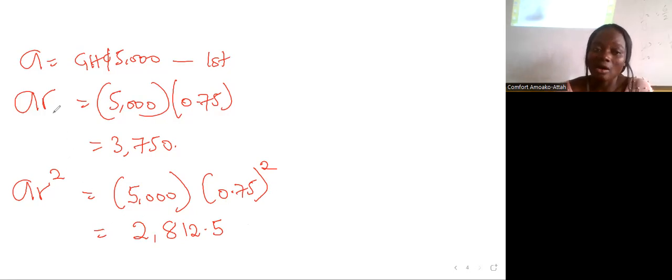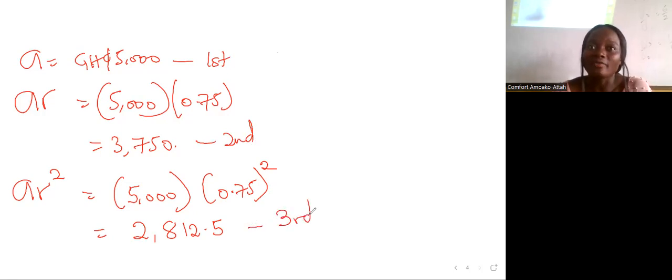Then these are the first term, second term. The value we are going to get at the end of the second year. This is the value we are going to get at the end of the third year. Then we move to the value we are going to get at the end of the fourth year. And so this becomes our formula. Are you okay? Yes. Good.